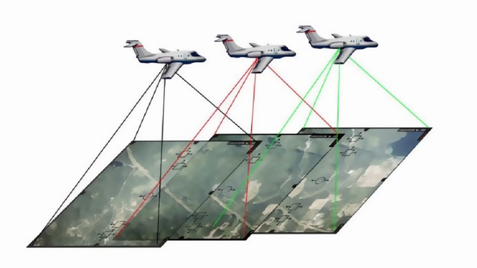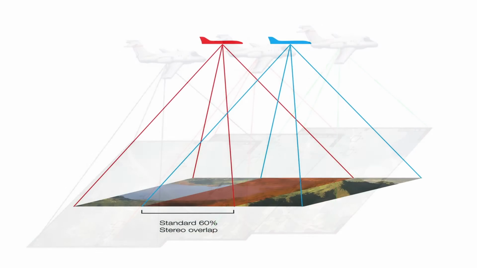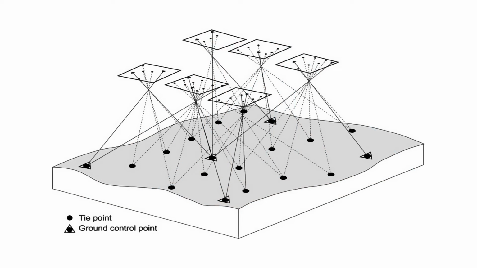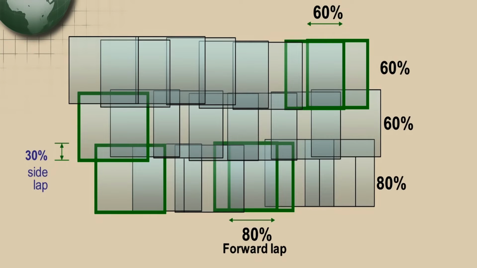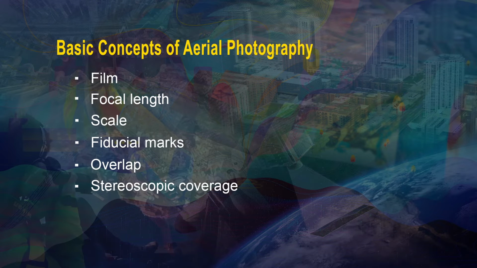Overlap. Overlap is the amount by which one photograph includes the area covered by the other photograph and is expressed as a percentage. The photo survey is designed to acquire 60% forward overlap, that is between the photos along the same flight line, and 30% lateral overlap, that is between photos on adjacent flight lines.